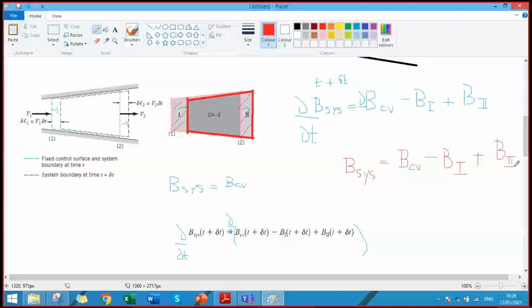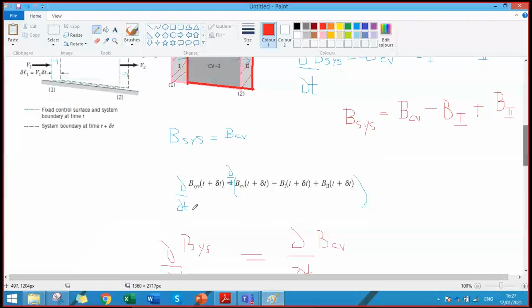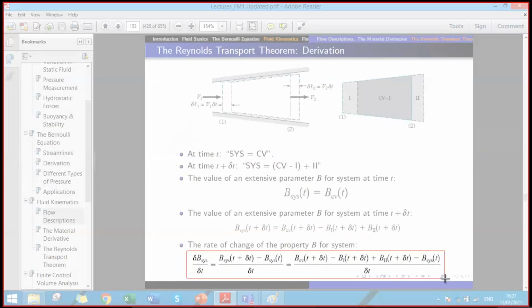Now we'll take the time derivative at time equals t, that is, initially, partial by partial t of B system should be equal, at time equals 0, to partial by partial t of B control volume. And the other term would be the time derivative of this form. So I will take that from there, doing some manipulations here.